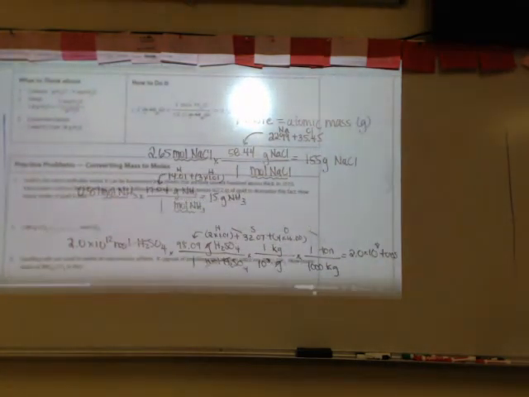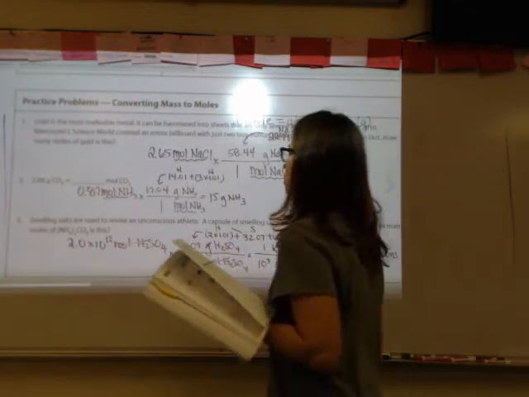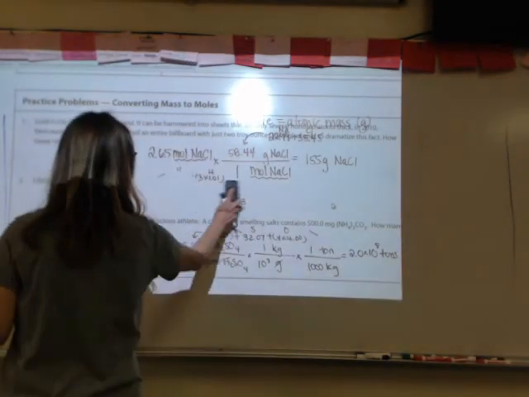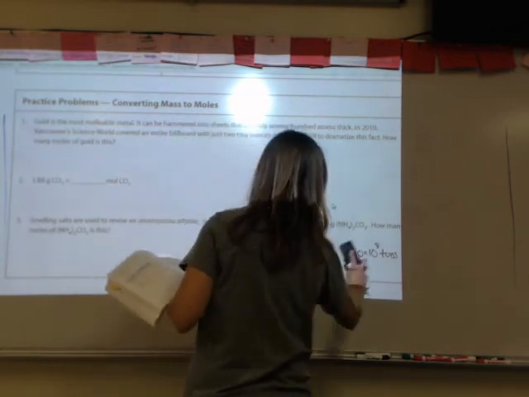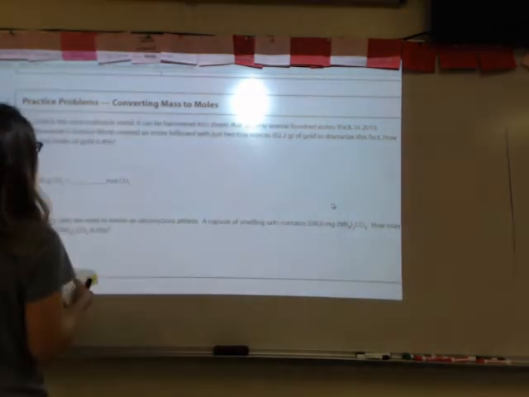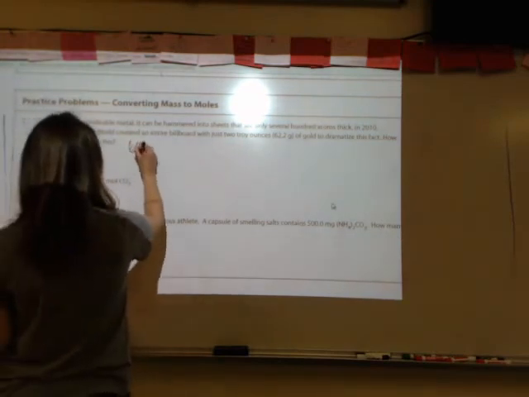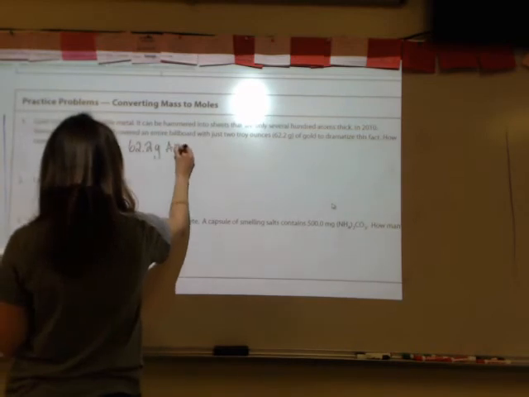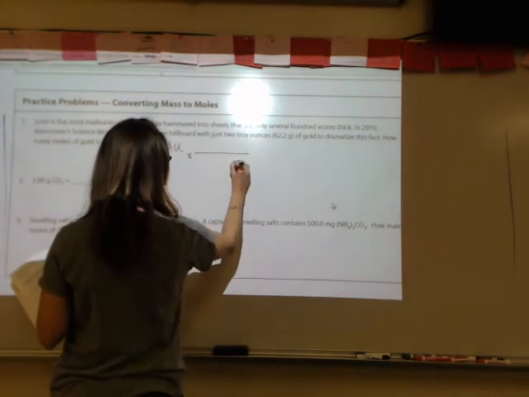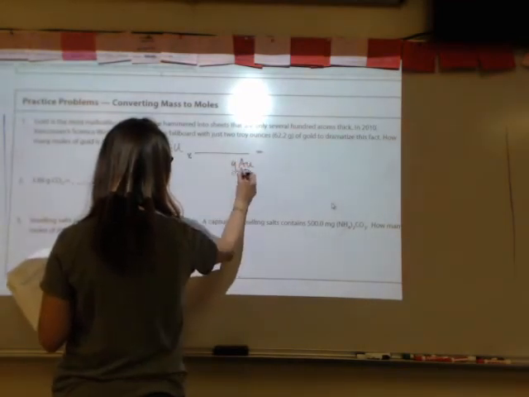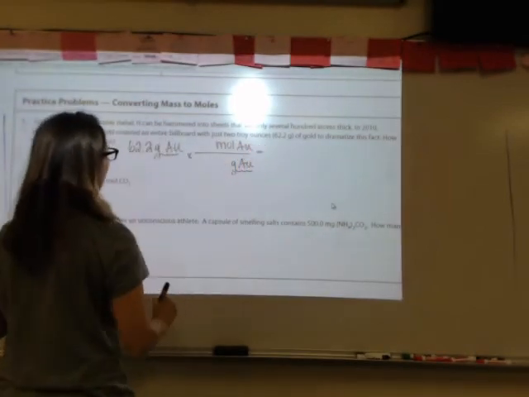Now, up to this point, we've just been converting moles to grams. Here in this practice set, we're converting grams to moles. For number 1, it says that we have 62.2 grams of gold. We want to know how many moles of gold that is. Well, grams of gold needs to go on the diagonal so you can cancel it, and then moles of gold will go on top.